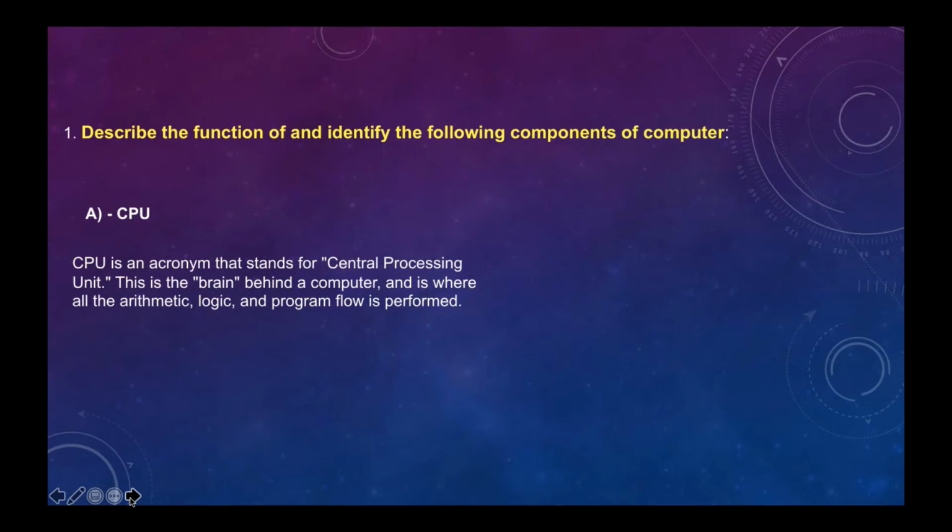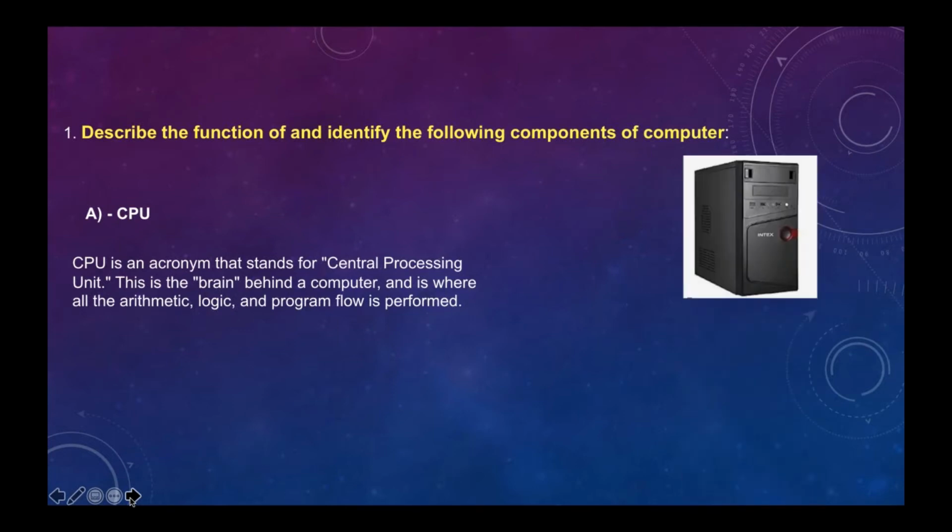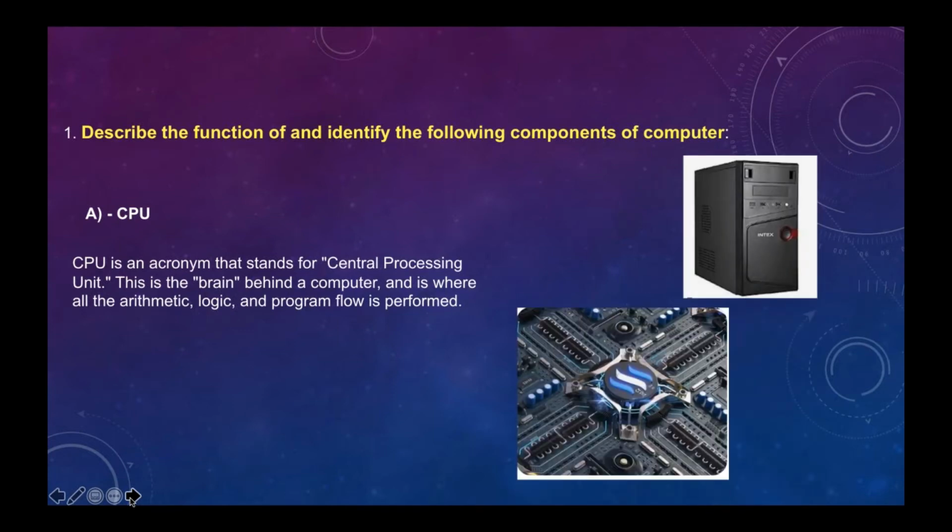So the first thing to identify is a CPU. CPU, which just stands for Central Processing Unit, and that is the brain behind a computer, where all arithmetic and logic and program flow is performed. So basically, if you notice something like this on a computer, that houses the CPU, and the next picture on the bottom is what the CPU looks like.